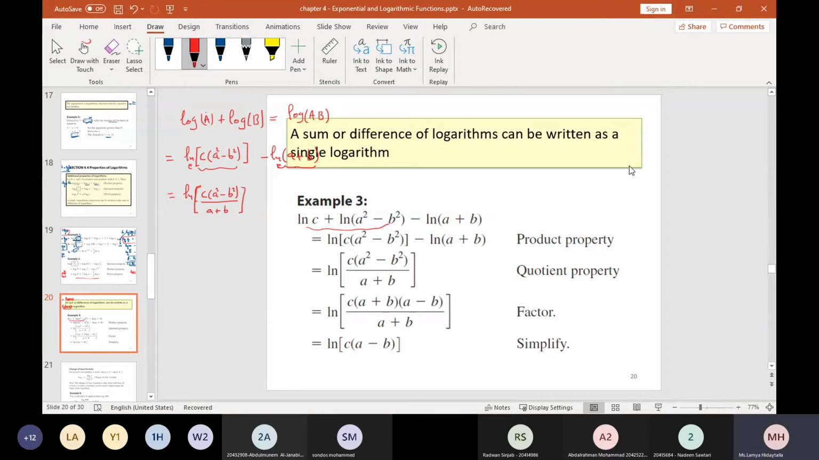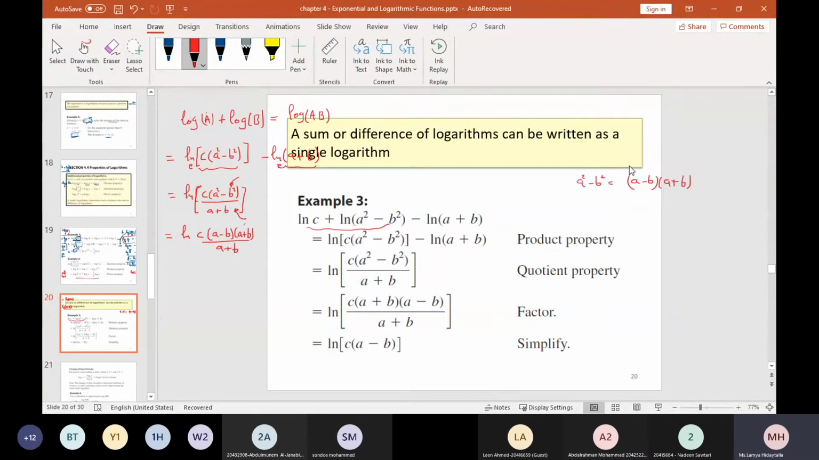So I changed it to one ln. If you want to simplify more, you can look inside the argument. We know that A square minus B square, the difference between two squares, is equal to A minus B times A plus B. So we can factorize it. So this is equal to ln of C times A minus B times A plus B, all that inside the argument, over A plus B.